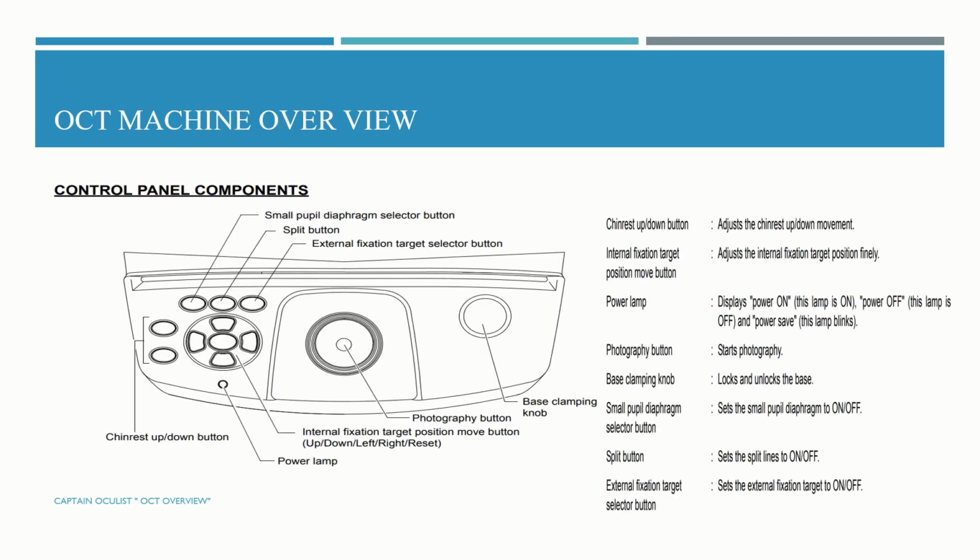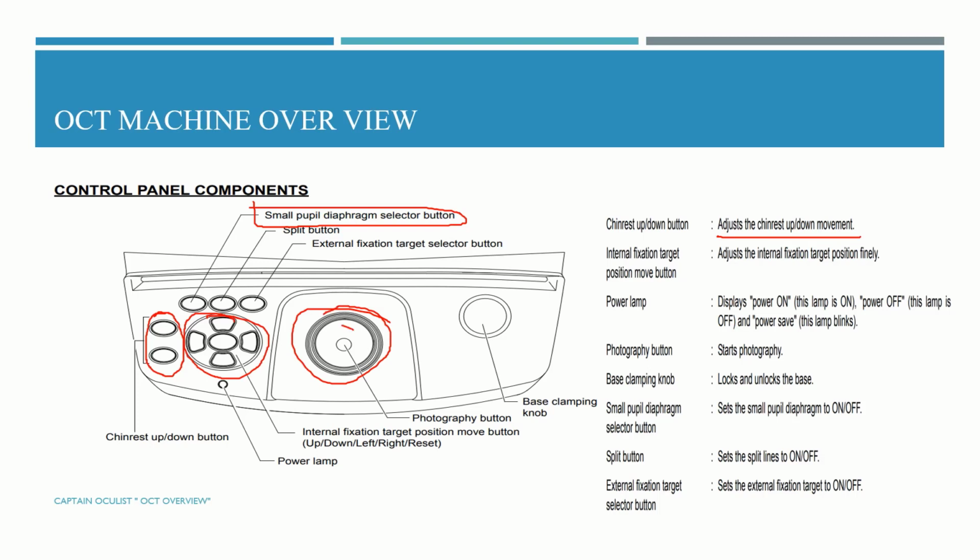This is the panel which I told you I will explain in later slides. You can see these two buttons on the left side. We have the chin rest up and down button; by this we adjust the chin rest according to the patient. The second thing is the small pupil button, which we use for people who have a small pupil. Now we have the target button. By this button we set our target if needed.